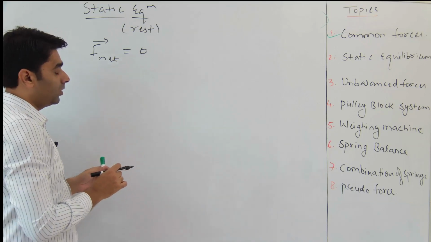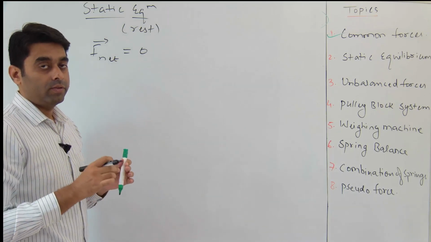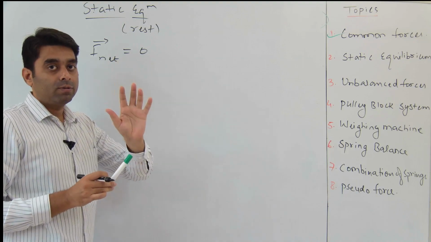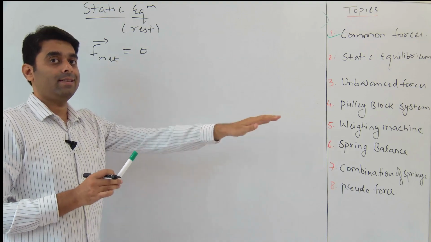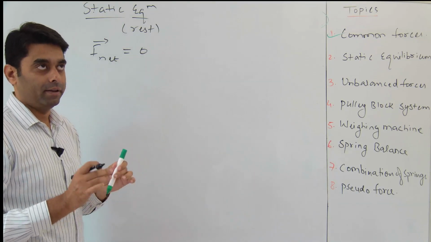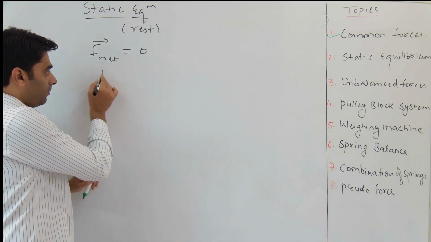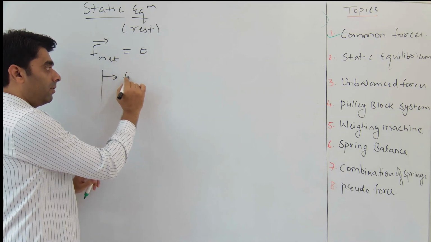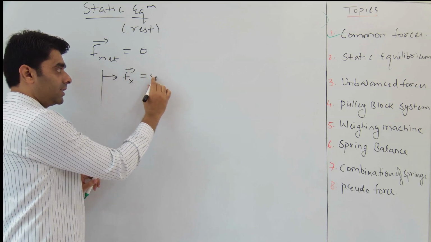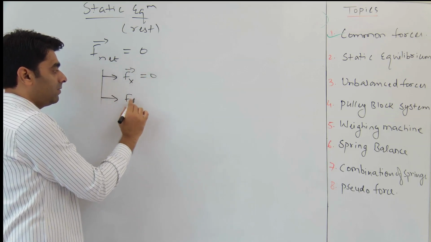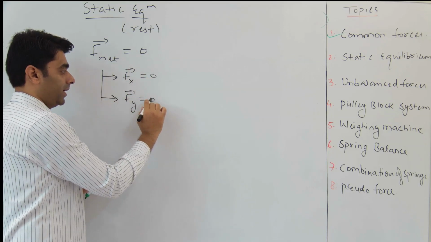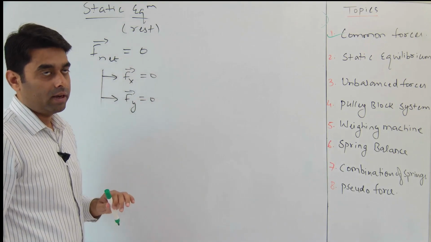Now, let us take a look. One thing we need to be careful about is that whenever we apply F net equals 0, we always apply it in the X direction and Y direction separately. What I mean by this is that F net equals 0, but we write down the forces in the X direction and the forces in the Y direction as separate equations, right? Let us understand this with the help of an example.